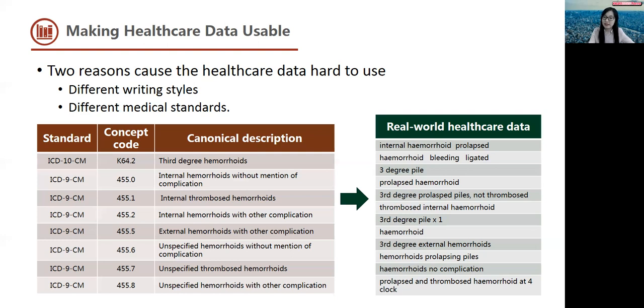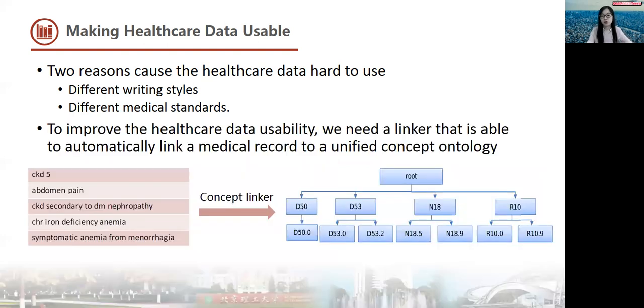And healthcare data that has been collected over years tends to have a noise problem. Therefore, data cleaning and curation become a very important task in healthcare analytics. To improve healthcare data usability, we introduce a linker that is able to automatically link a medical record to a unified concept ontology, so that doctors can easily query the data based on concept codes instead of raw text or ambiguous keywords.